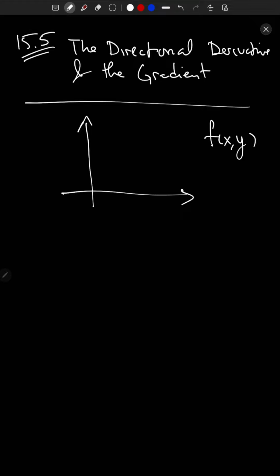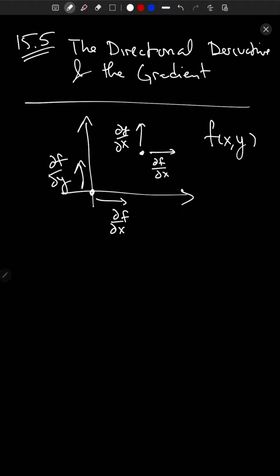We could take partial derivatives in the x direction, dx f. We can take partial derivatives in the y direction. And those partial derivatives tell you how your function changes as you move in the x direction or in the y direction from any point. All right. So I guess I've drawn what's happening at the origin, but you could do this anywhere. Okay, sorry, that's a df dy.